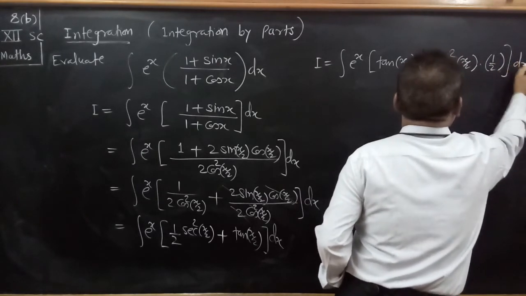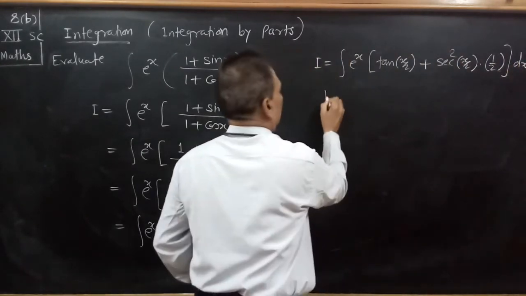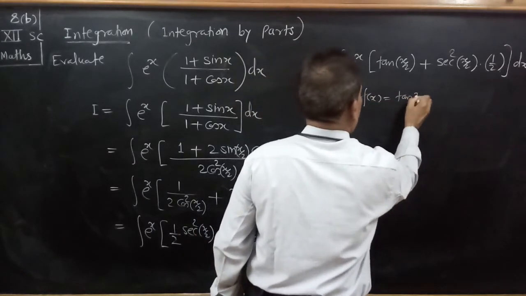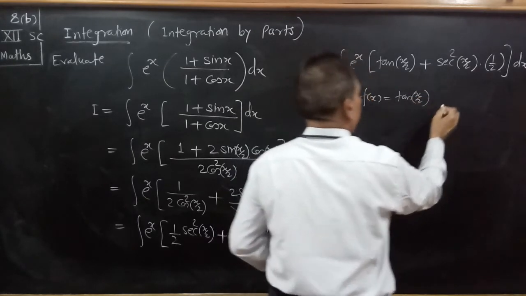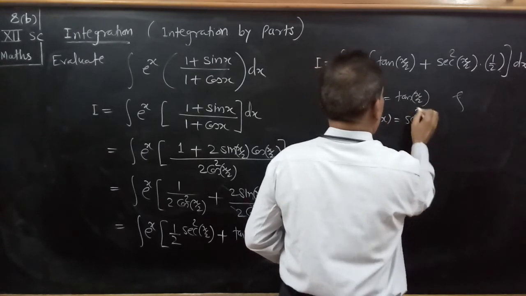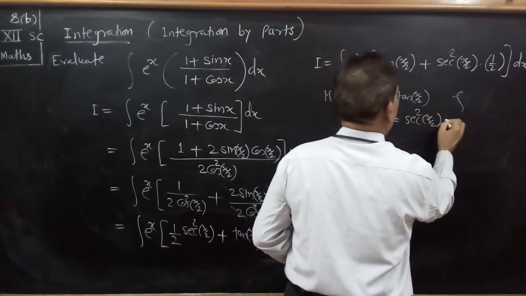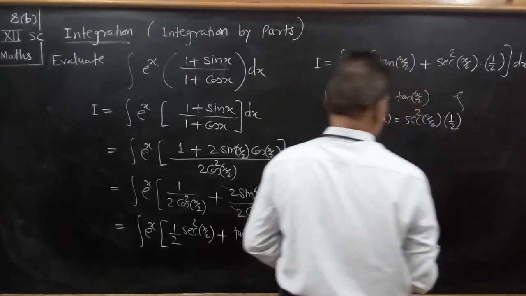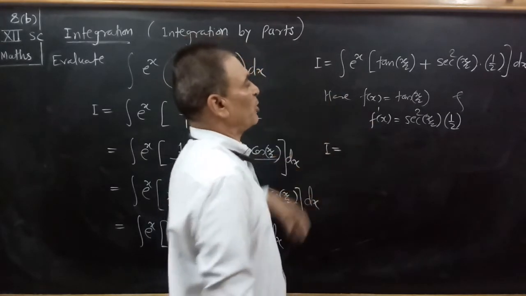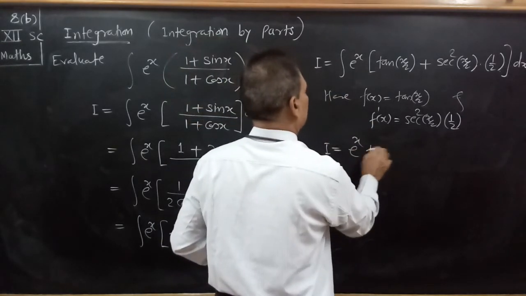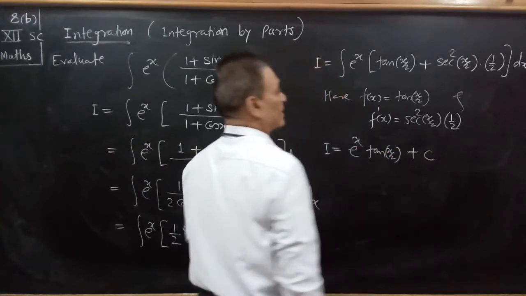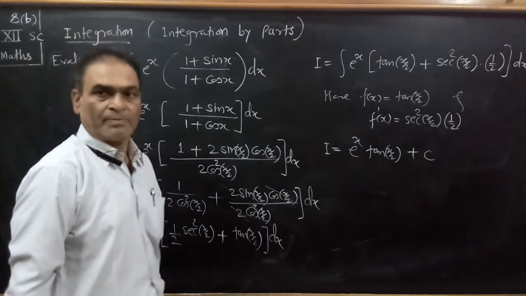Here function f of x is nothing but tan x by 2 and f dash x is nothing but sec square x by 2 into derivative of x by 2, means half. Therefore, as per our important result, our answer is e raised to x tan x by 2 plus some constant of integration c, is the final result. Final answer. Okay, got it?